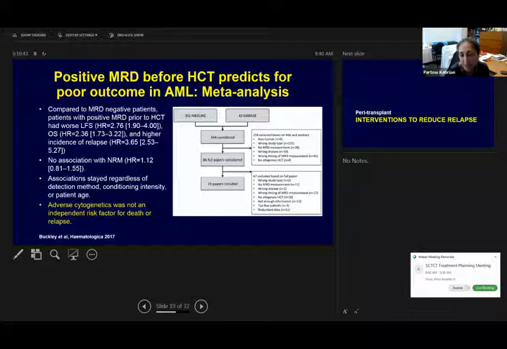This was a similar meta-analysis as we saw for the ALL patients, looking at MRD prior to transplant in patients with AML undergoing transplant. And again, Medline and Embase were used, 19 studies ultimately included, and compared to MRD negative patients, those who were MRD positive had higher risk for relapse and ultimately leukemia-free survival. Again, no association with non-relapse mortality. And in this meta-analysis, adverse cytogenetics was not an independent risk factor for death or relapse, in contrast to MRD.